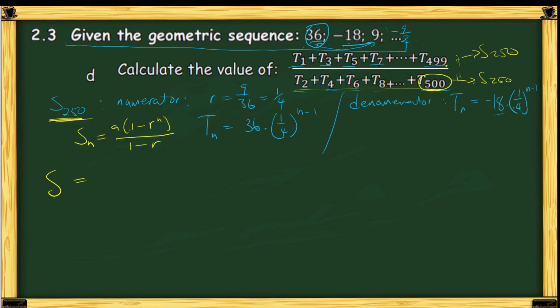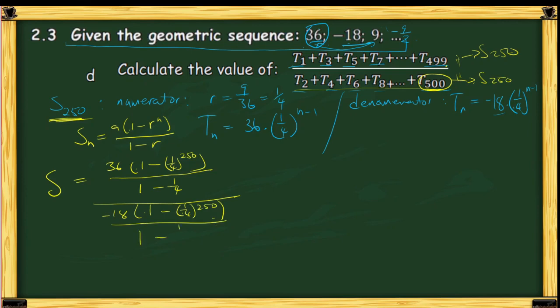So our sum is going to be equal to, well, let's lay it out, 36 multiplied by 1 minus 1 over 4 all to the power 250, divided by 1 minus 1 over 4, and then for the bottom part we'll have negative 18 multiplied by 1 minus, again if we do our substitution correctly, 1 over 4 to the power 250, close bracket, and then we have 1 minus 1 over 4. Oh, might as well bracket our substitutions. So now we need to just have a look at something.